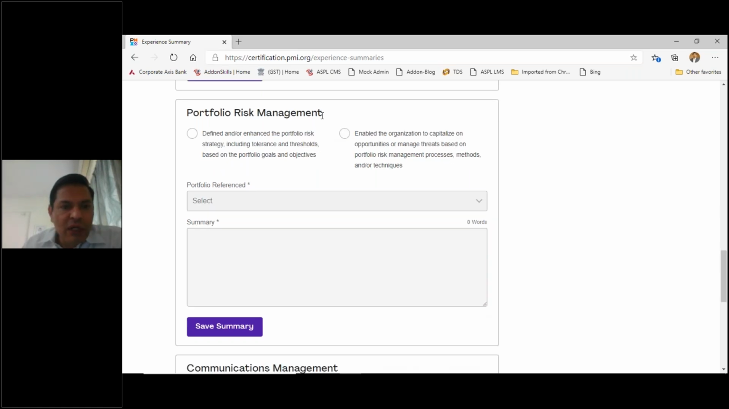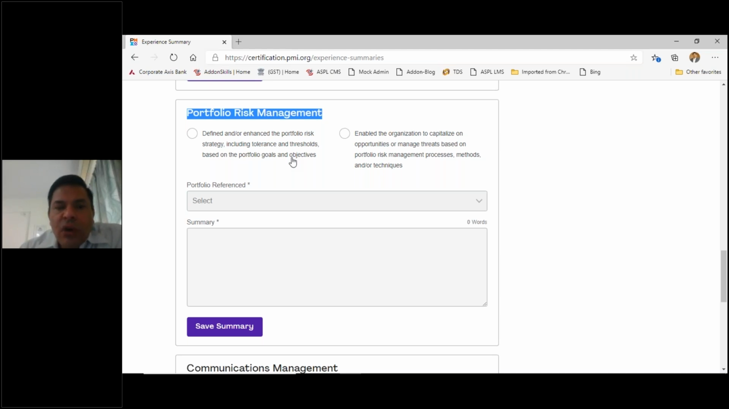Let's quickly review the risk management task also. There are 2 questions or 2 tasks, whatever you call them. Define and enhance the portfolio risk strategy, including risk tolerance. So what was your risk strategy? What was your organization's risk tolerance, based on the portfolio goals and objectives? Risk strategy could be, how did you define your risk management model, you can call it risk management strategy? How did you identify the risk owner? What tools and techniques did you identify as part of the risk management framework? What is the organization's risk tolerance?